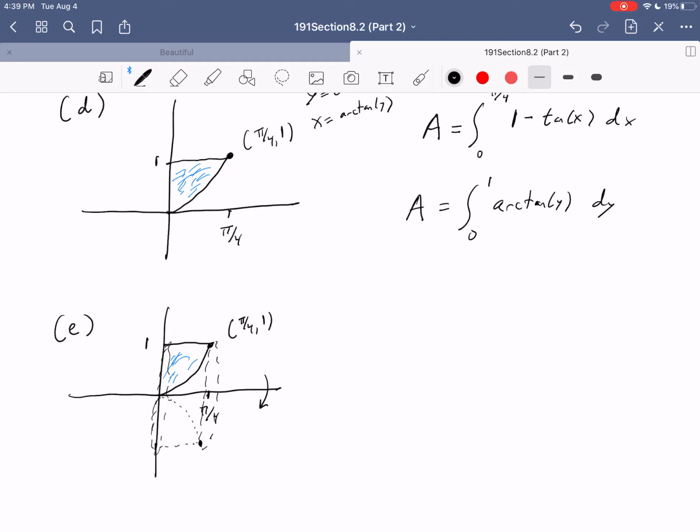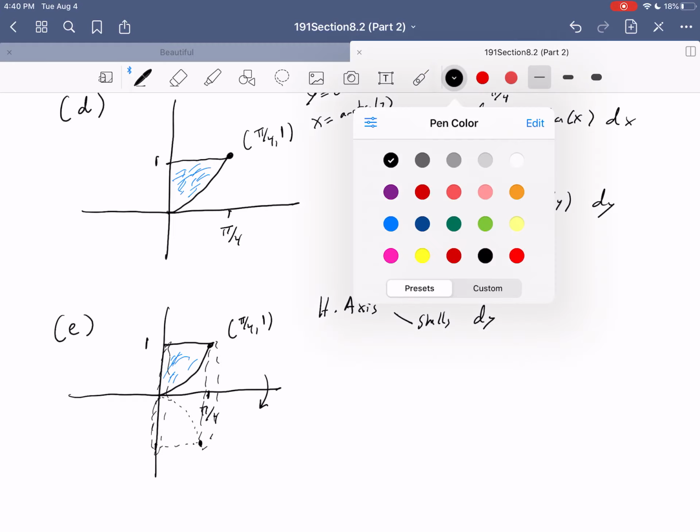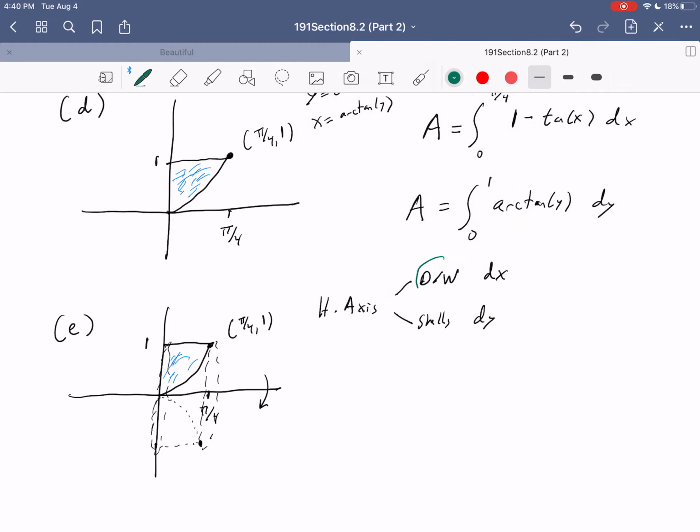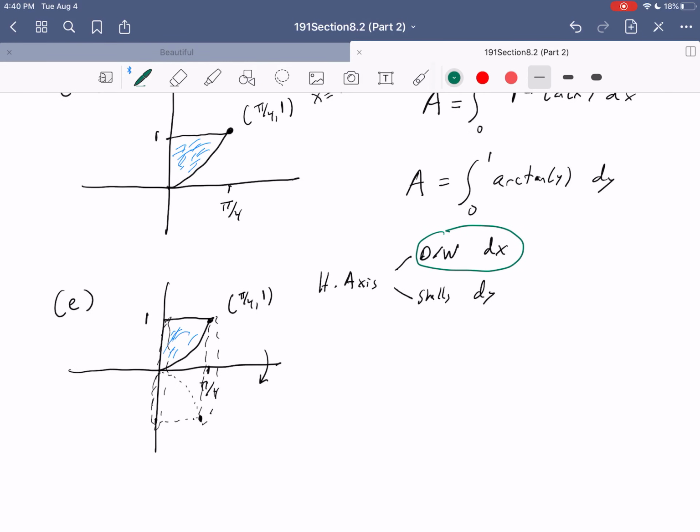There we go. So if we want to do this, well, we have a horizontal axis of revolution, which means that discs and washers is going to be dx and shells is going to be dy. So we always want to start with doing the dx. So let's go ahead and we'll keep our colors consistent. I think we were always doing discs and washers in green. Yep. So discs and washers again, draw perpendicular from your axis to your region.